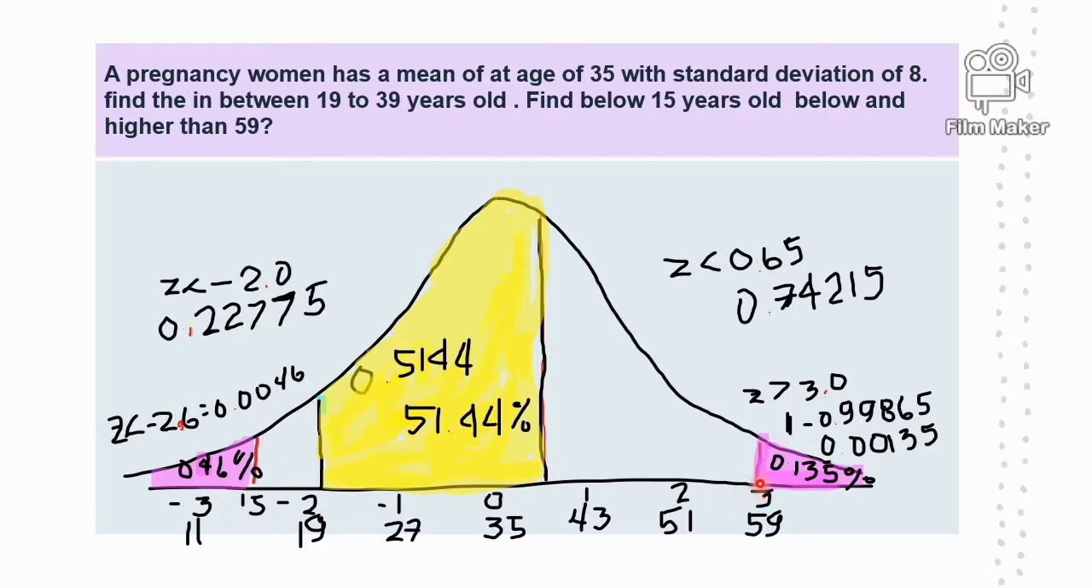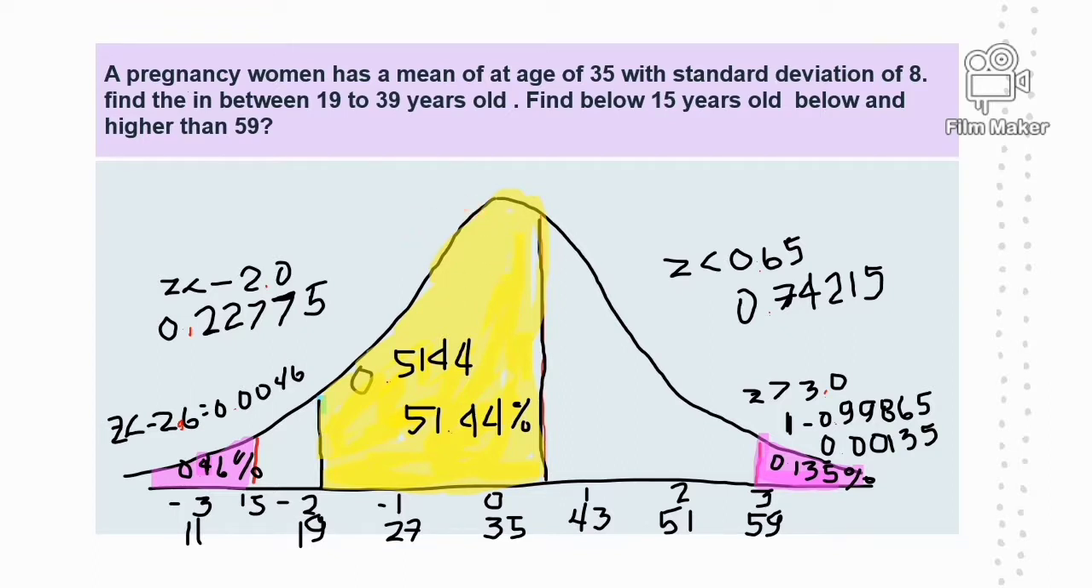Okay, so this one will be Z greater than 3. So the value of 3 is 0.9986. And then the answer is 0.00135, or 0.135%. So I repeat, around 0.135%.